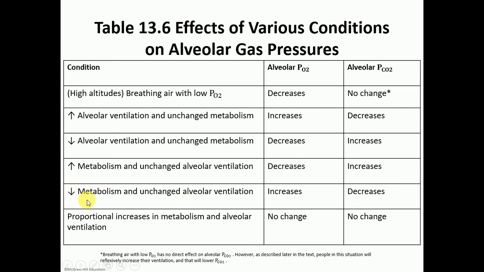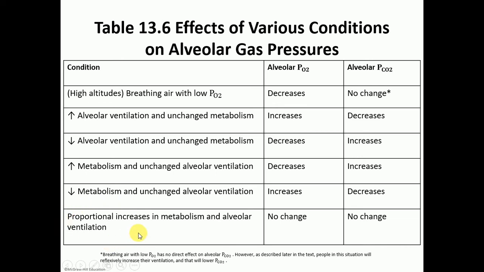Another scenario is where metabolism is low with no change in breathing rates. You can think of a patient that has hypothyroidism, so they have a less than normal metabolic rate, and there's no change in their breathing rates. Because of that decrease in metabolism, there is a decrease in the levels of carbon dioxide and an increase in levels of oxygen in the alveoli.